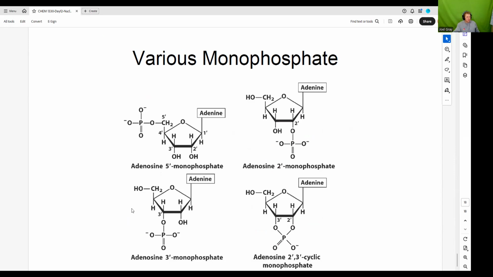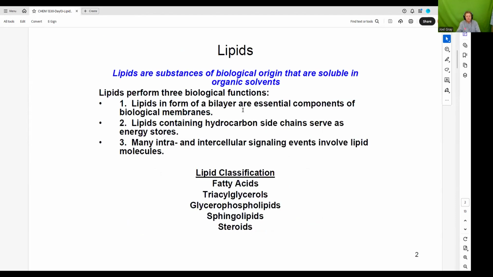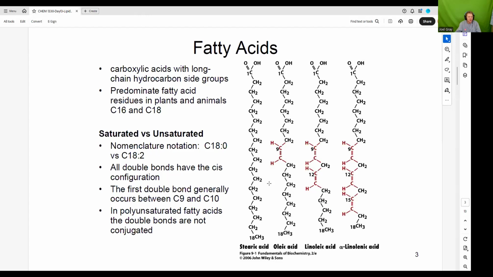Now, we're going to talk about lipids. Lipids and fats, big umbrella terms there. Lipids, there's a total of 5 different major lipids. We talked mostly about fatty acids. There are 2 major classes of fatty acids, saturated and unsaturated fatty acids. Saturated fatty acids have no double bonds. Unsaturated fatty acids have at least one double bond.